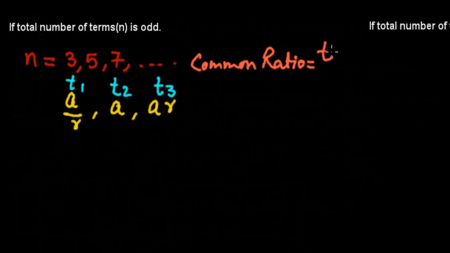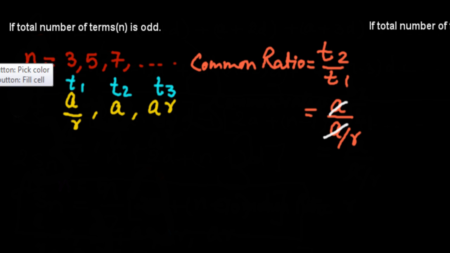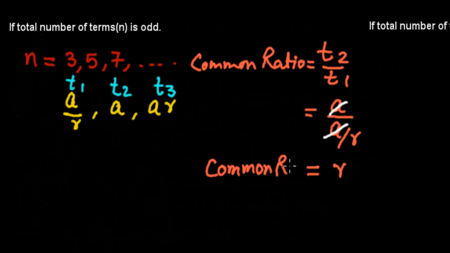It is t2 upon t1, which is a upon a by r, so it is equal to r. The common ratio for this is r. So if we have the total number of terms as 5, then what will happen?